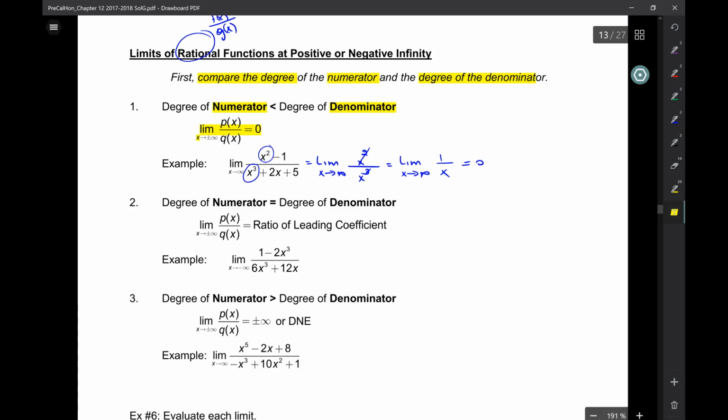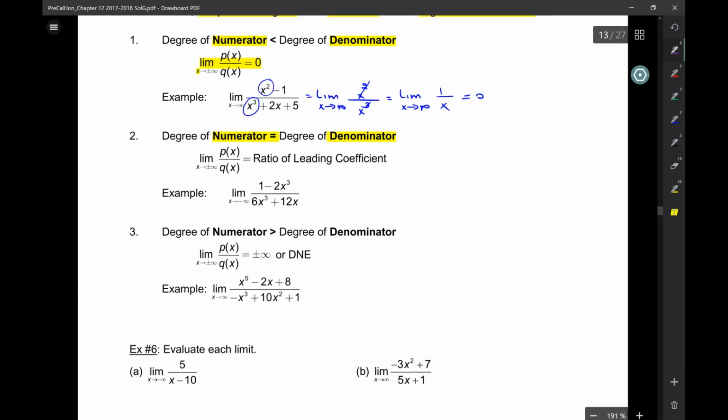What if the numerator has a degree equal to that of the denominator? Right? Like this one. The term with the highest exponent is that, negative 2x cubed and 6x cubed. When I put them, this is as x approaches negative infinity, when I put them on top of each other, the x cubes cancel, so I just have negative 1 over 3, right? So this will be just the ratio of the leading coefficients.